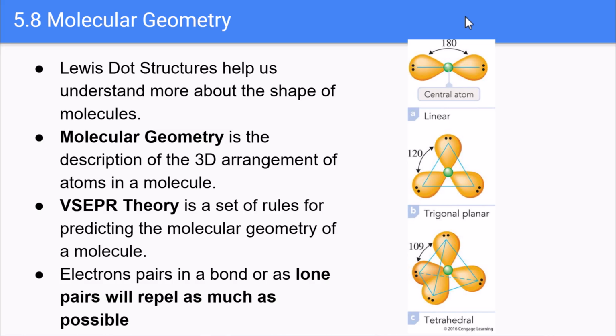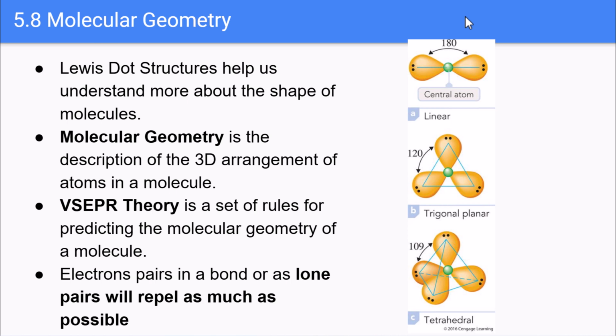One of the benefits of Lewis dot structures is it helps us determine the shape of the molecule. And remember that structure determines function. That is, the shape of the molecule in and of itself helps determine its function inside the body or its interaction with other molecules. And how we determine the shape is through the process of determining its molecular geometry. That is, the description of the 3-dimensional arrangement of atoms within a molecule. And the way we do this is through what is called VSEPR Theory, which stands for valence shell electron pair repulsion. And it's simply a set of rules that helps us determine the molecular geometry of a molecule.